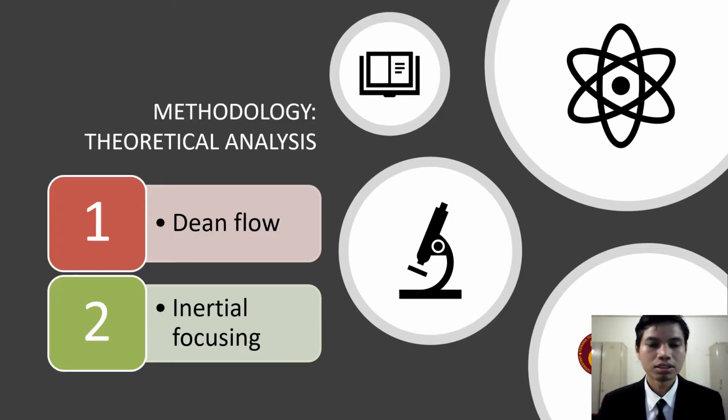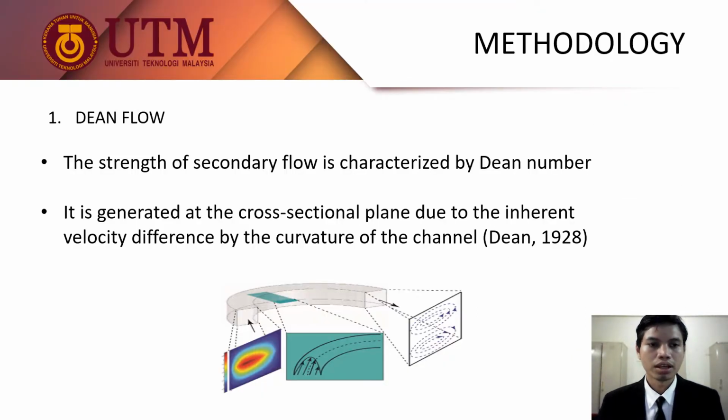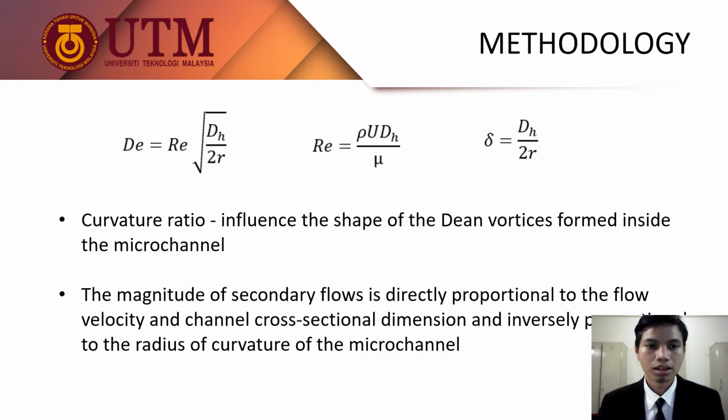My first methodology was on theoretical analysis on Dean flow and initial focusing. Dean flow is the strength of secondary flow. It is characterized by the Dean number. It is generated at the cross-sectional plane due to the inherent velocity difference caused by the curvature of the channel. It is from Dean 1928. So here are the equations that explain the behavior of flow.